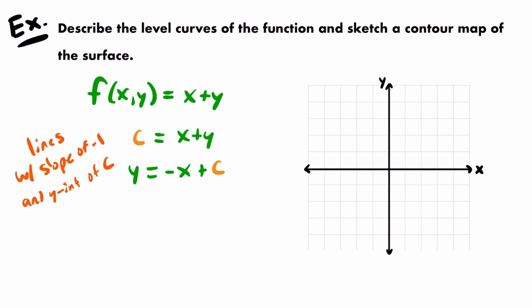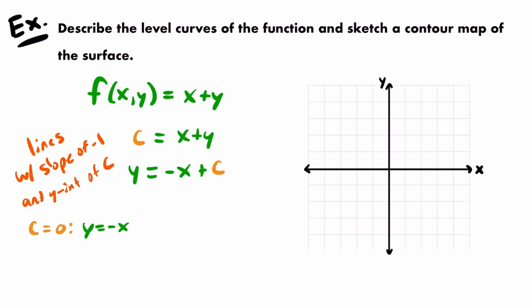Okay, so now that we know in general what our level curves will look like, let's actually find a couple level curves and then graph them in this plane to sketch a contour map. And I always like to start with c equals 0. I like to let my constant be equal to 0 and see what happens. If c is equal to 0, you'll get an equation of y equals negative x. You'll have negative x plus 0, which is just negative x. So that's the equation we get for c equals 0.